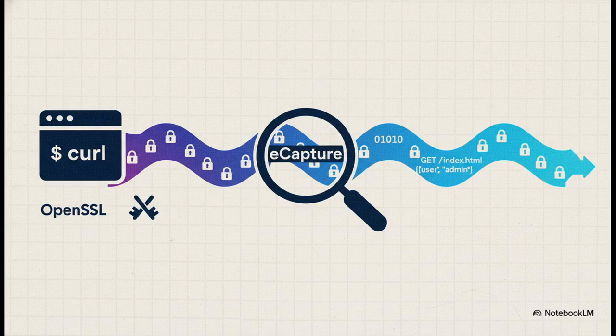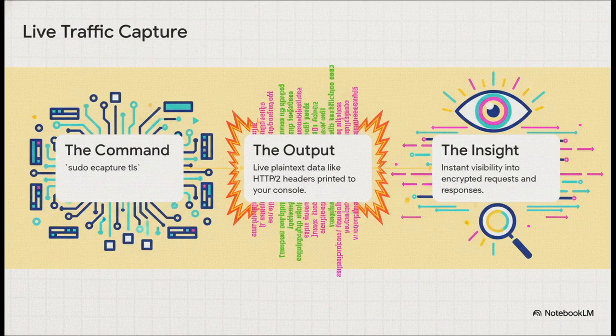Imagine you want to inspect the traffic from a command line tool like curl, which uses the standard OpenSSL library for all its HTTPS requests. It is honestly this simple. You run one command, sudo ecapture tls, and bam! eCapture immediately starts streaming all the decrypted data right to your terminal. This just perfectly illustrates the whole philosophy behind the tool, getting you the maximum amount of insight with the absolute minimum amount of effort.